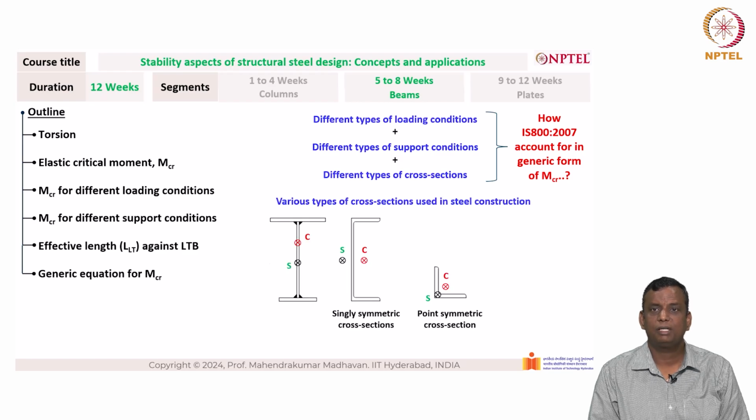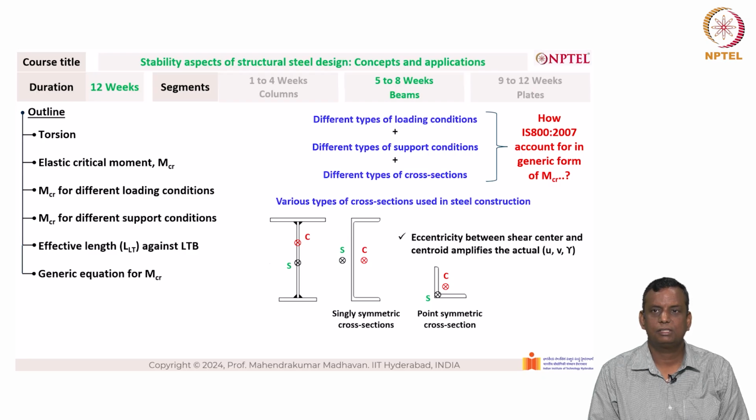So we also have different types of cross sections. In many of the cross sections that you see here, the shear center and the centroid do not coincide. The red color C is the centroid and the green color S is the shear center. Based on the difference between the shear center and the centroid, the cross sections can be classified as singly symmetric cross sections or point symmetric cross sections.